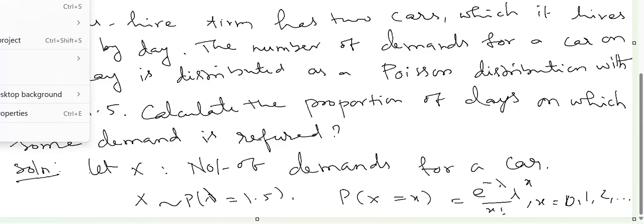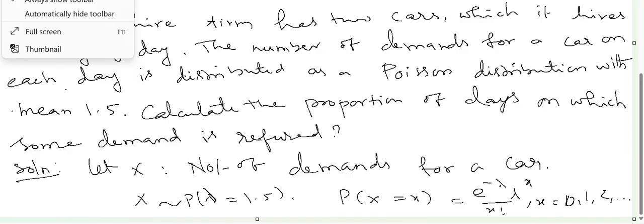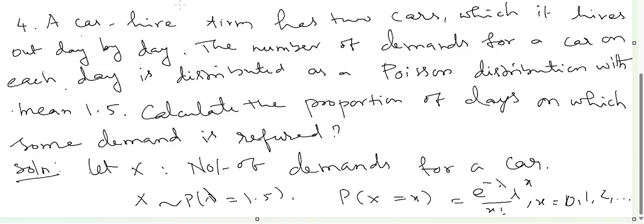You understood the question? A car hire firm has two cars which it hires out day by day. The number of demands for a car on each and every day is distributed as Poisson distribution with mean 1.5. Calculate the proportion of days on which some demand is refused. Demand is refused means we have only two cars; when both the cars have gone out, we have to refuse the order. So we have to find out P of X greater than 2.